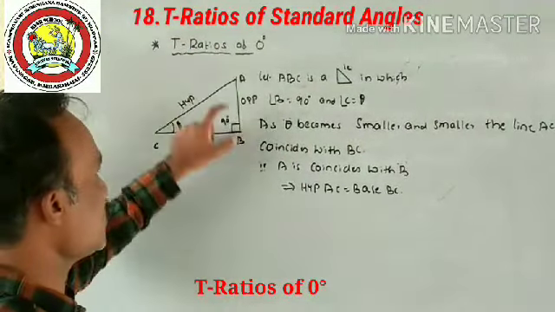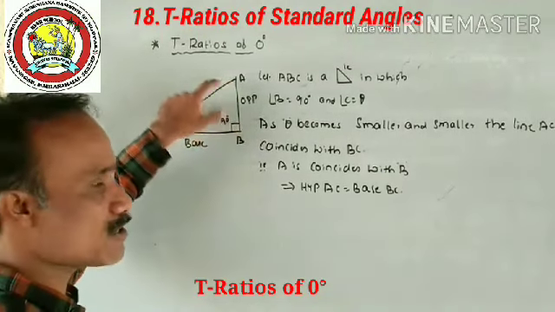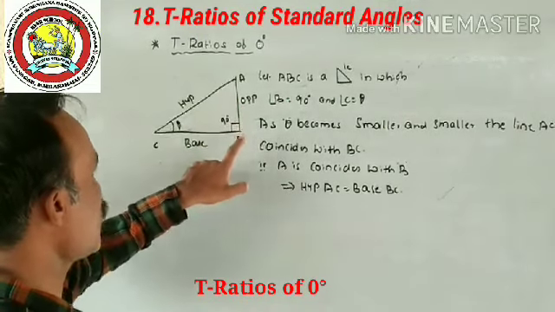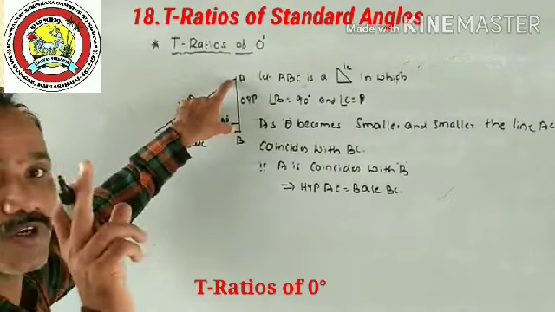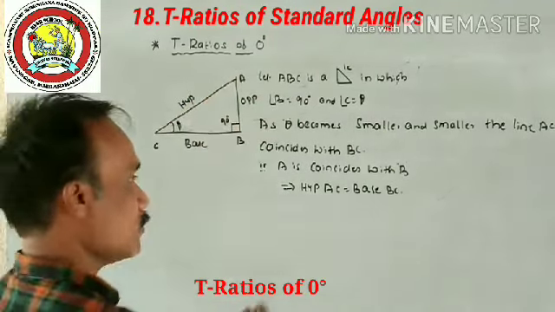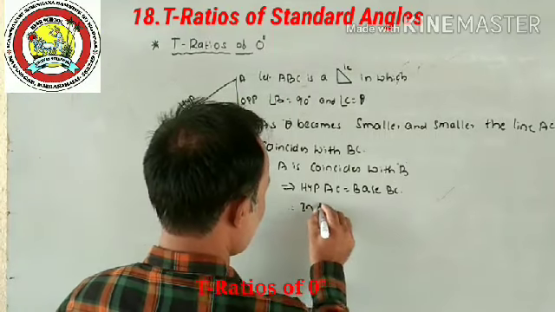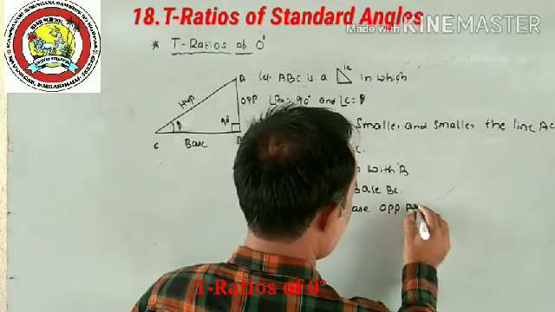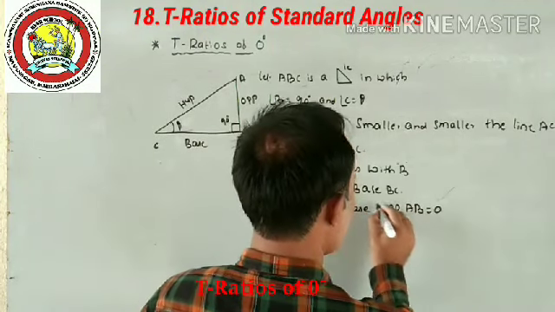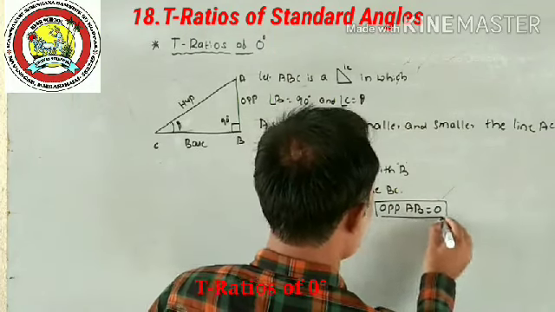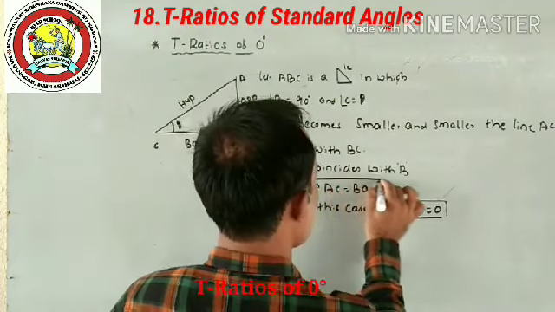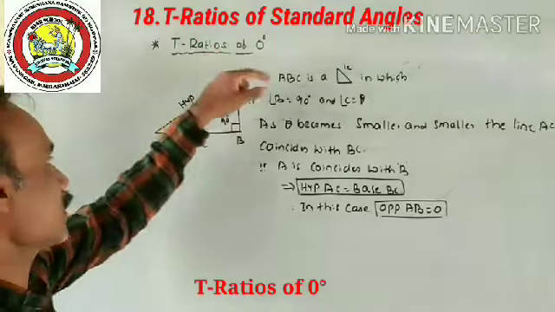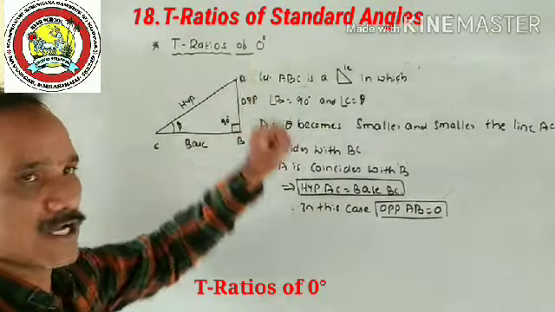Coming to the opposite: point A coincides with B, so the length of AB also goes on decreasing, getting smaller and smaller. Finally, if A coincides with B, the length AB will become 0. That is very, very important. Therefore, in this case, opposite AB is equal to 0. So these are all very important points. Hypotenuse is equal to base, opposite is equal to 0. Then you can find the trigonometric ratios of angle 0 degrees.